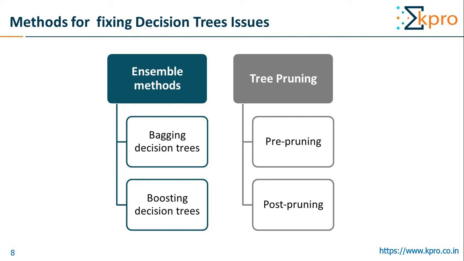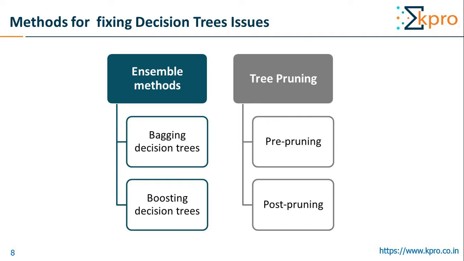Now let's look at the methods for fixing decision tree issues. So the first one is the ensemble method. This is used for removing the problem of variance in decision trees. Ensemble methods are further grouped into two categories. The first one is the bagging decision tree and the second one is the boosting decision tree. In the bagging decision tree, we build multiple decision trees by repeatedly resampling training data with replacement and voting trees for consensus prediction. While in the boosting decision tree, it feeds a weak tree to the data and keeps fitting weak learners in order to correct the errors of the previous model.